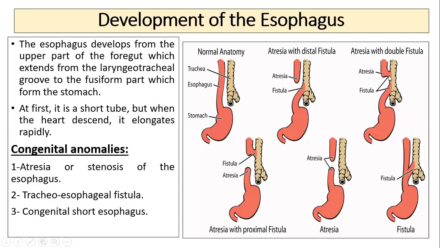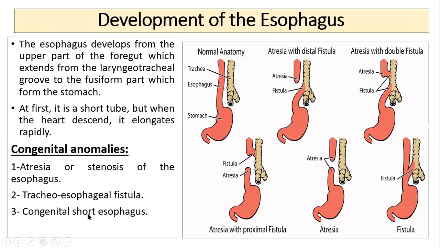Okay, so the food can enter, in these conditions, into the respiratory tract, that is the trachea. So this is called the tracheoesophageal fistula. This is also a type of the tracheoesophageal fistula. All these are the three types of the tracheoesophageal fistula.